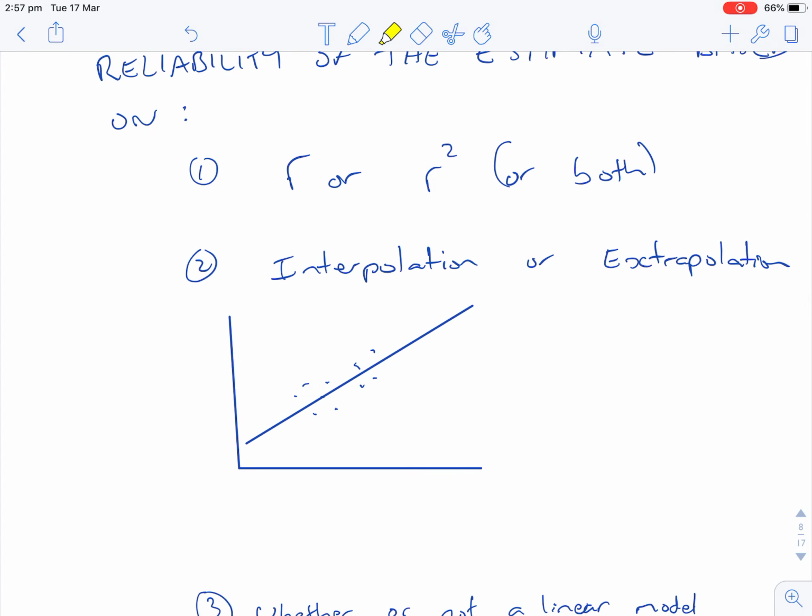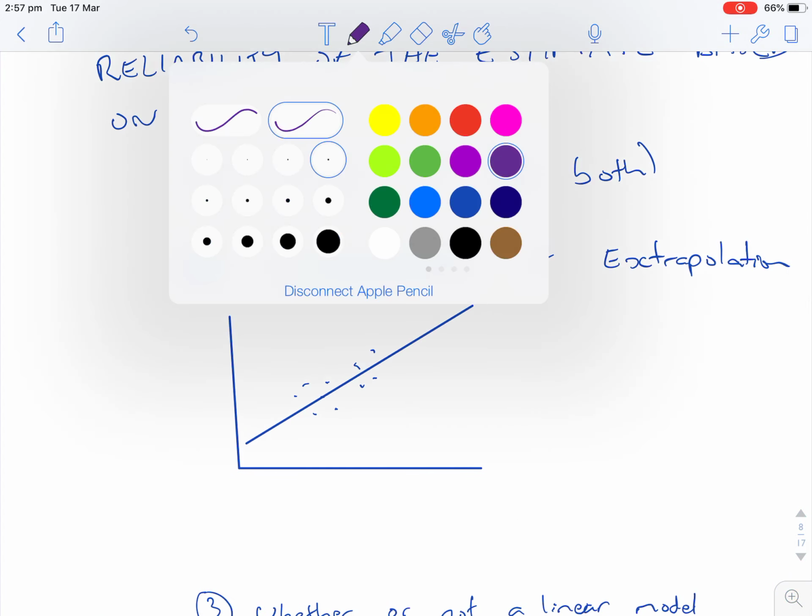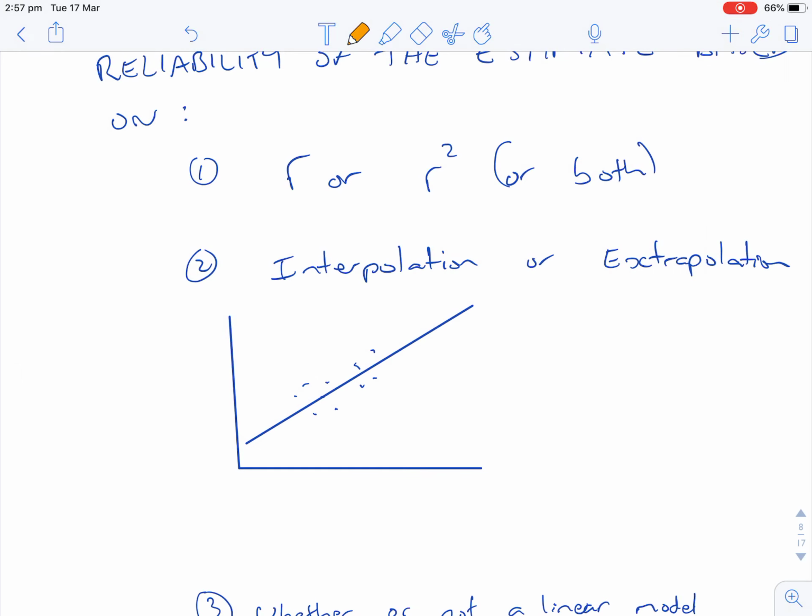Now, interpolation and extrapolation. Let's just explain this for a moment. So, an interpolation is when I'm making a prediction within the range of X values that I have. So if I've got data within these ranges, you can see from my dots, I've got data in this range. Any prediction that I make within this zone would be an interpolation.